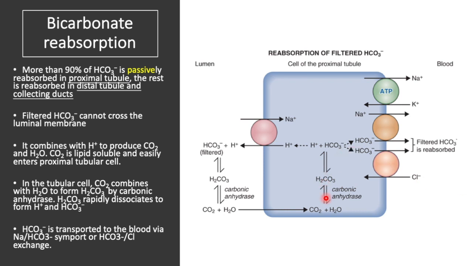In the tubular cells, the opposite process occurs. Carbonic anhydrase will combine carbon dioxide with water to form carbonic acid. Carbonic acid will dissociate to form hydrogen ion and bicarbonate ion. On the basolateral membrane, there are sodium bicarbonate co-transporter and bicarbonate chloride counter-transporter. So bicarbonate can be reabsorbed into the blood via these transporters.